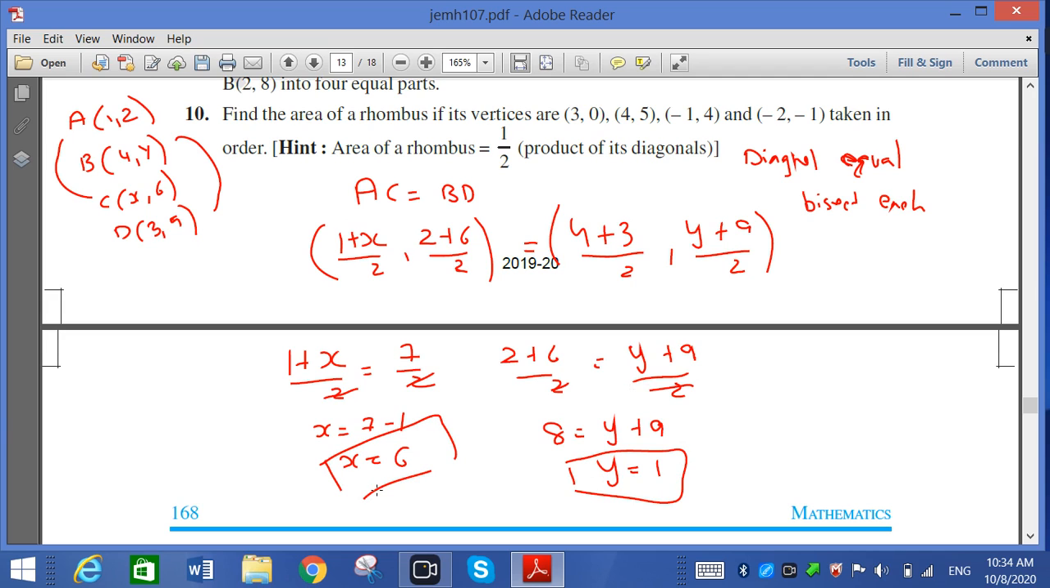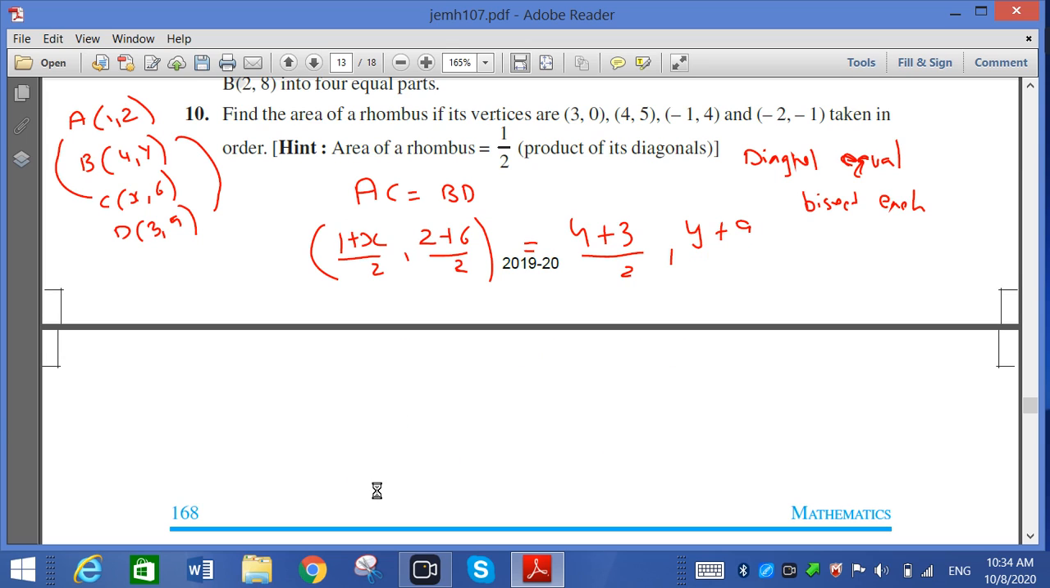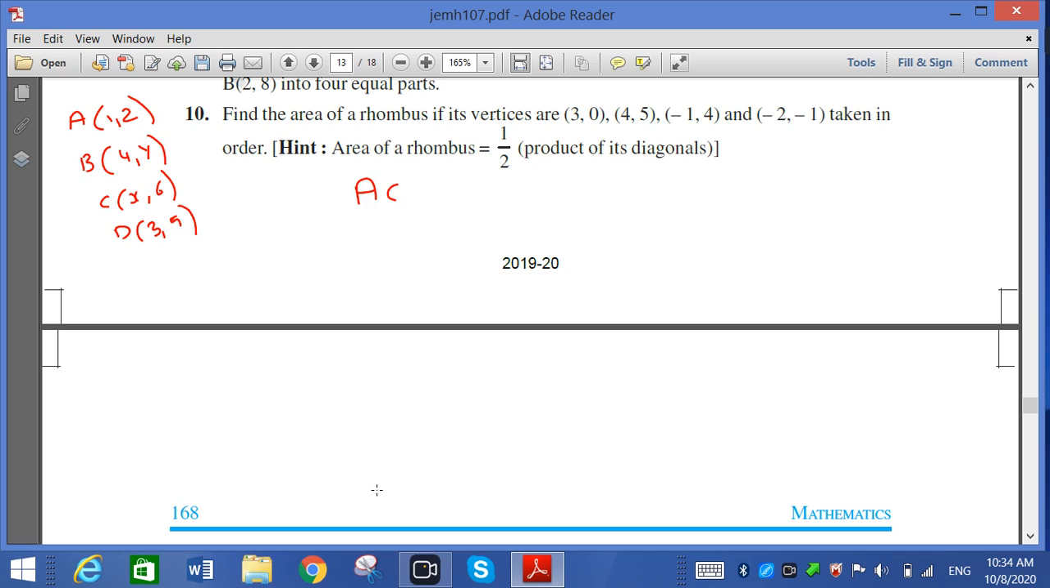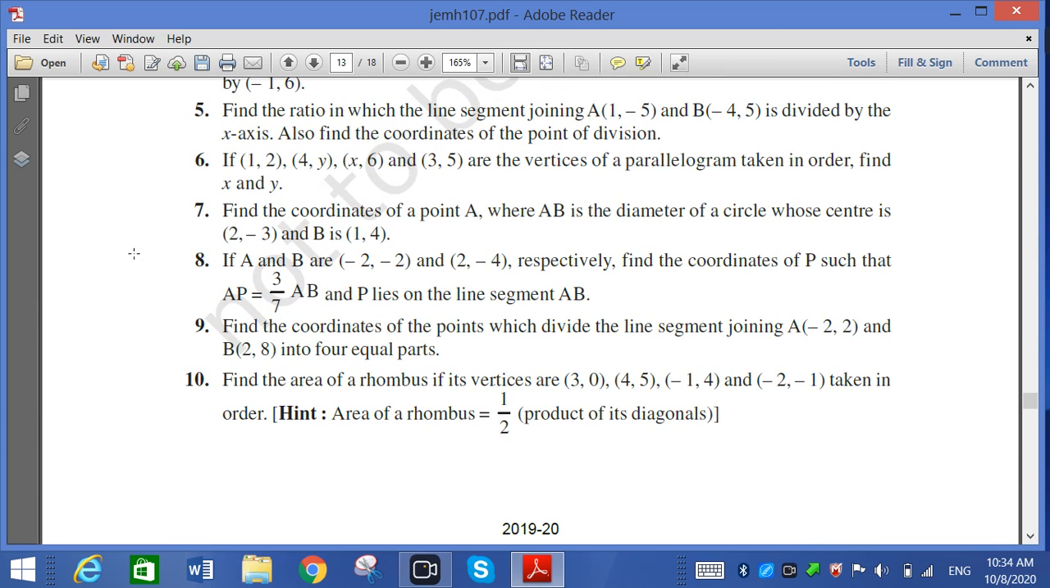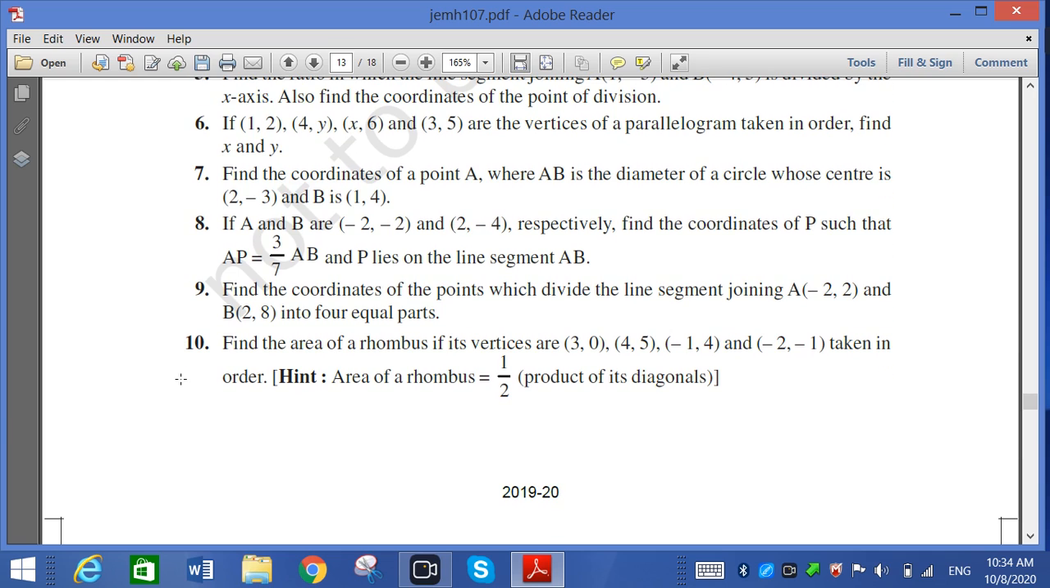So this sum is also related to the example. Out of 10, I have completed 5 sums related to the example, so up to 6 we have completed. Now for 7, 8, 9 and 10 I am giving you hints. For hint 7: AB is a diameter. Whenever AB is a diameter, A and B are the end points.